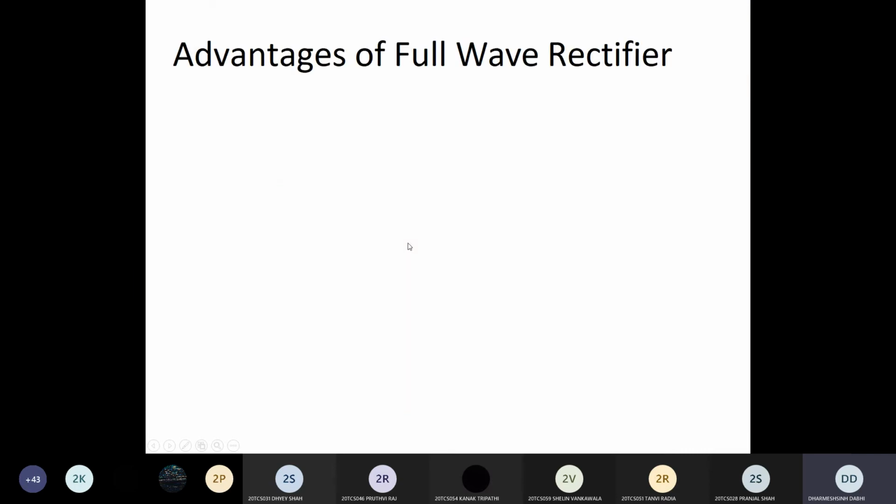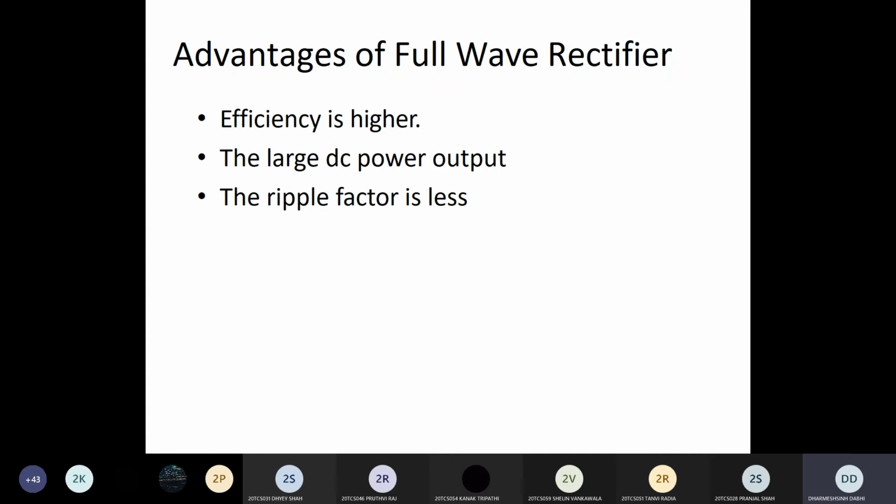So let's discuss the advantages. What is the first advantage? As we see, the efficiency is very high, 80%, exactly double that of the half wave rectifier. So you get more DC output as compared to the half wave rectifier. Clear? So efficiency is higher. This is the first advantage. The second advantage is that because of the large efficiency, you get large DC output power. And the third one is that the ripple factor is less. It means it contains less AC component. So when you design the full wave rectifier, you require a filter at the output side to remove this ripple.